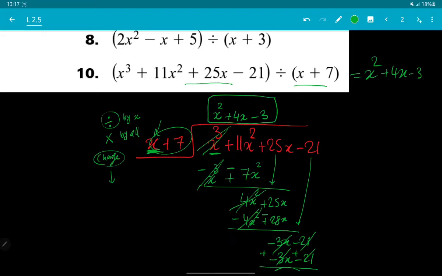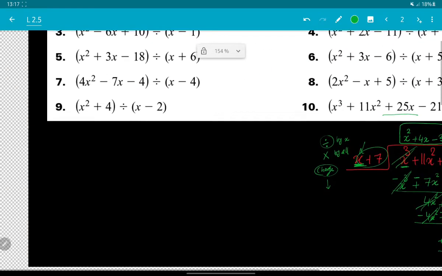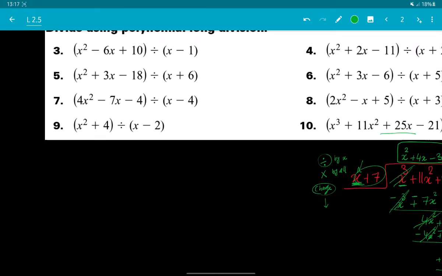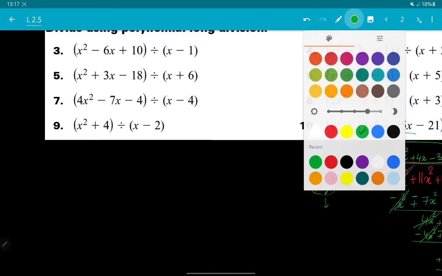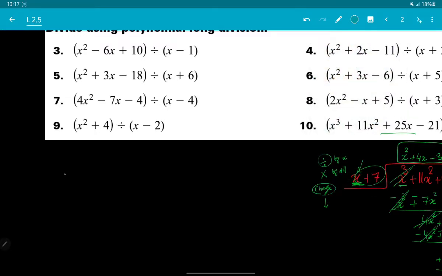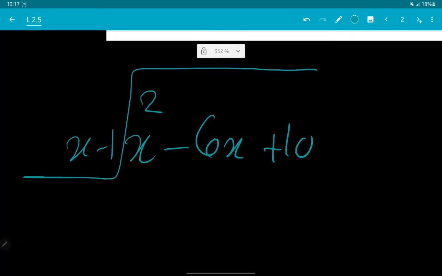If you have a remainder, like number, okay, let's try maybe number 3, x power 2 minus 6x plus 10 divided by x minus 1. Let's do this. X squared divided by x, the answer will be x. Multiply x by x, it's x squared. X multiply negative 1, it's negative x.